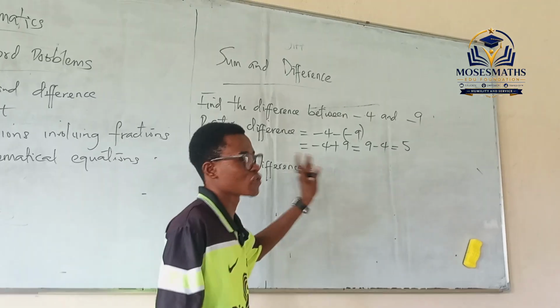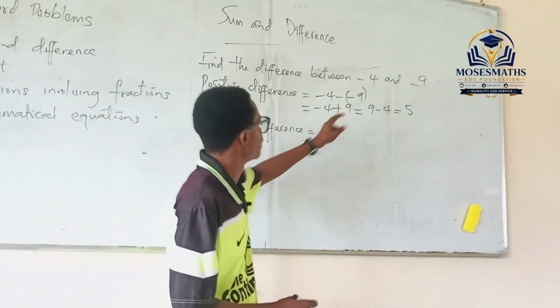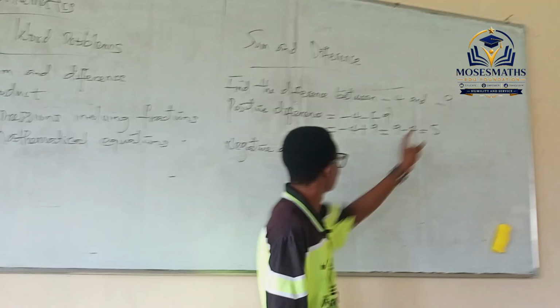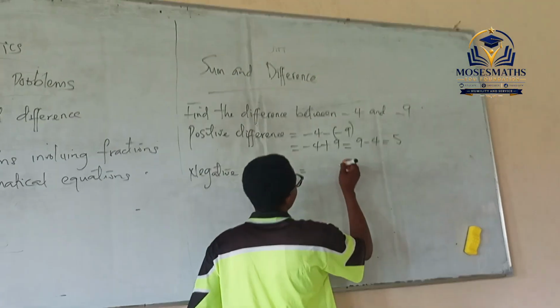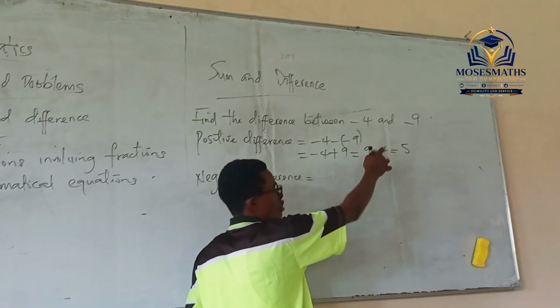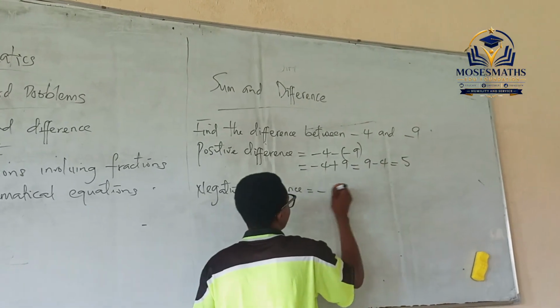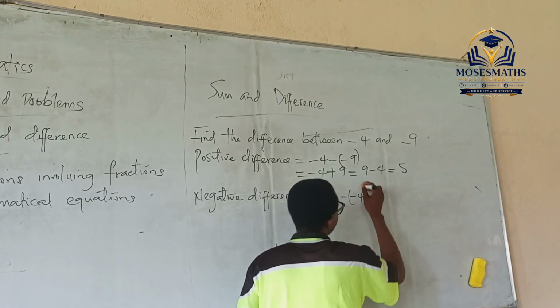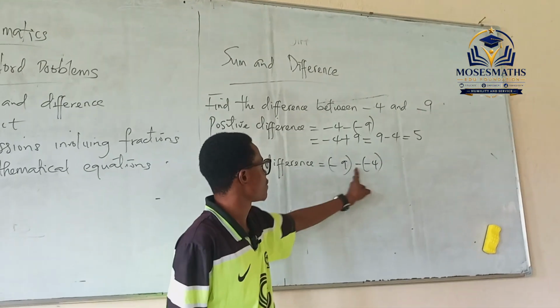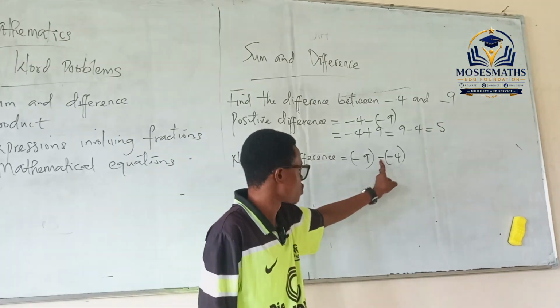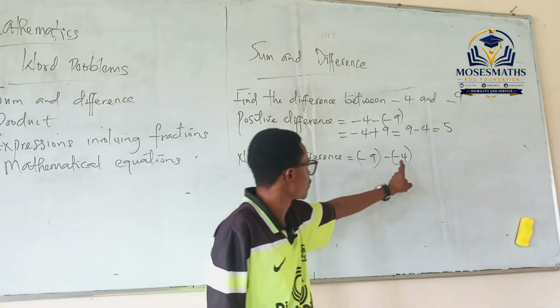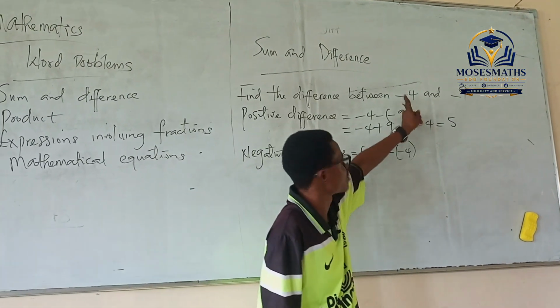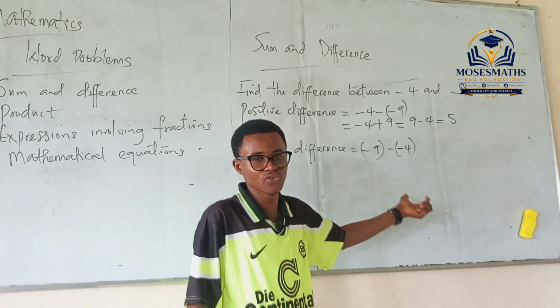Then the negative difference, I have to subtract the bigger number from the smaller number. The bigger one is minus 4. So we have minus 9 first, because you're going to subtract this one from this one. Minus 9 minus 4. I say it now. Don't say minus 4. This minus is the difference minus. This minus here is for this particular number. That's why I decided to indicate it using the bracket.